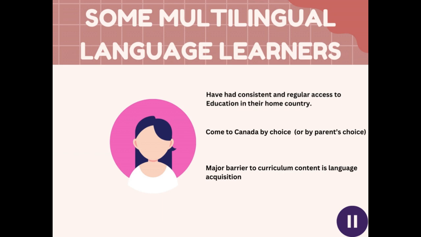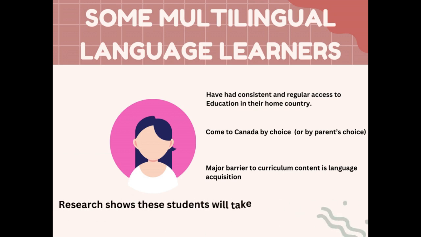So some multilingual language learners will have had consistent and regular access to education in their home country. These are students who are coming to us usually because their parents are working or they're students. They've finished school in their home country. They're grade appropriate. Really, their biggest barrier is language acquisition. So they're sitting in your classroom, but they've got lots of school experience under their belts already, and they have to then learn new language.